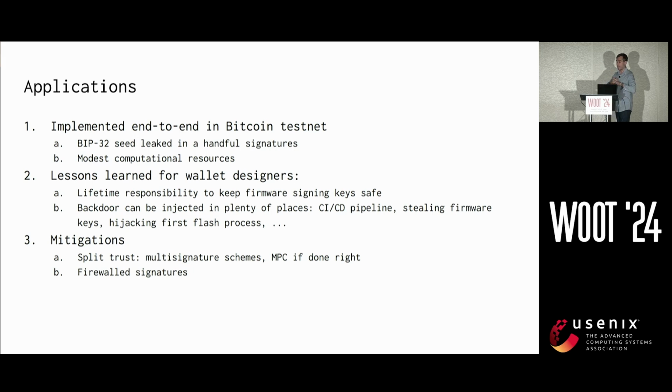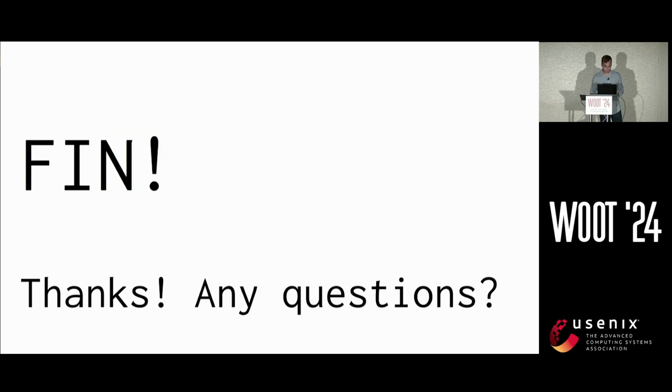We also have some mitigations in the paper that we can talk about if you're interested. Basically, split trust. You want to divide and not put all the eggs in the same basket, by using, for example, multi-signature schemes, or maybe MPC, if you do it really right. Also, there is work on firewall signatures that is very useful in this kind of application for mitigating these kinds of things, also in the same vein of splitting trust. That's it.